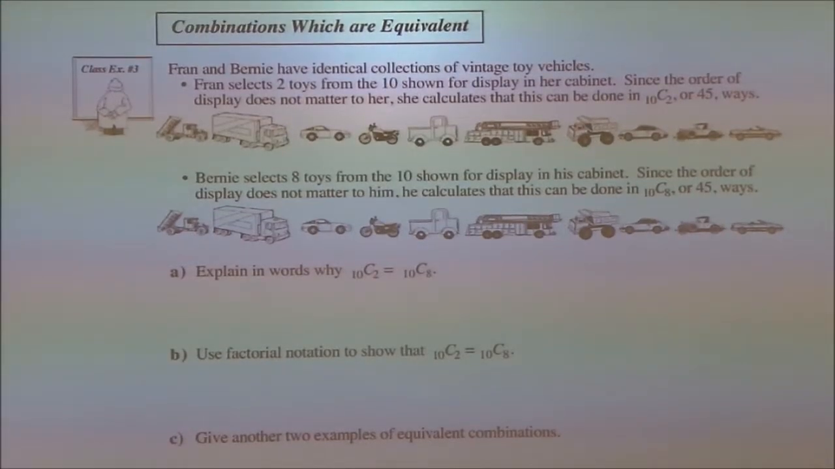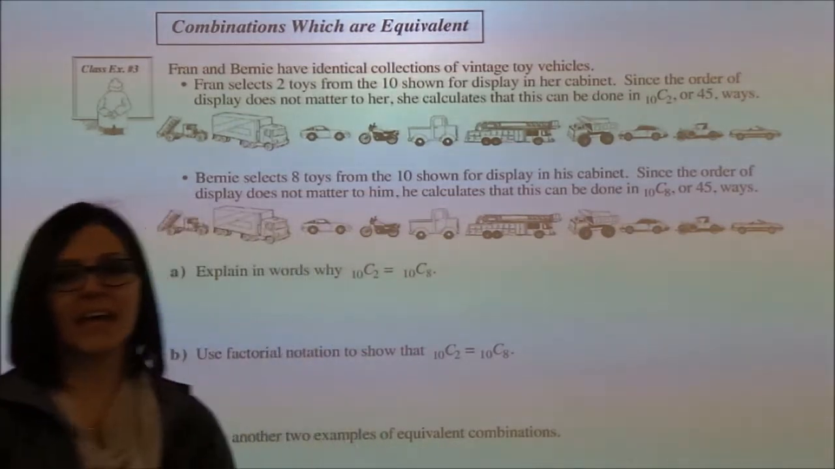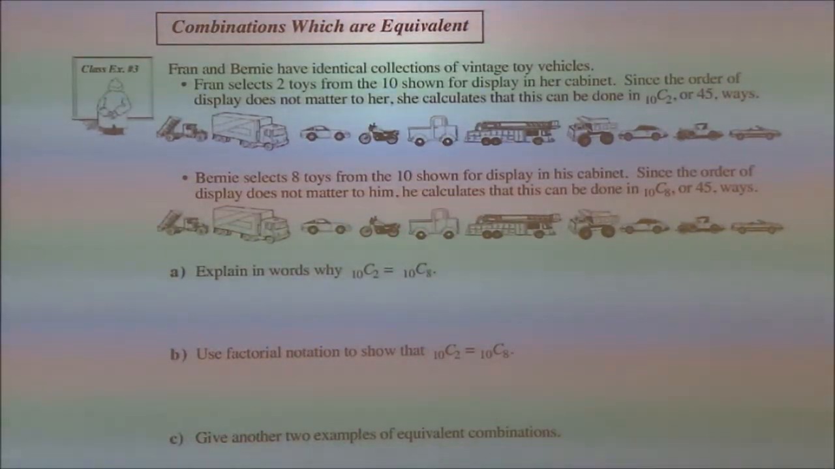Okay, combinations which are equivalent. Fran and Bernie have identical collections of vintage toy vehicles. Fran selects 2 of the toys from the 10 shown for display in her cabinet. Since the order of the display does not matter to her, she calculates that this can be done in 10C2 or 45 different ways. Bernie takes 8 toys to show in his cabinet. Since the order doesn't matter, he gets 10C8, which is also 45 different ways. So the question is, why is 10C8 equal to 10C2?